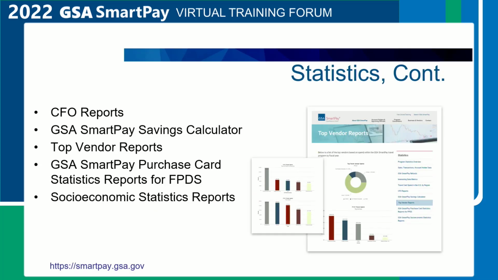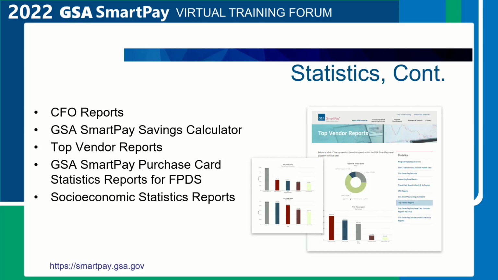GSA also provides current and historical delinquency metrics for the CFO Act agencies to keep them informed on the overall financial management health of the GSA SmartPay program. Top vendor reports include additional statistical information updated each year on top airline, rental car, and hotel vendors.